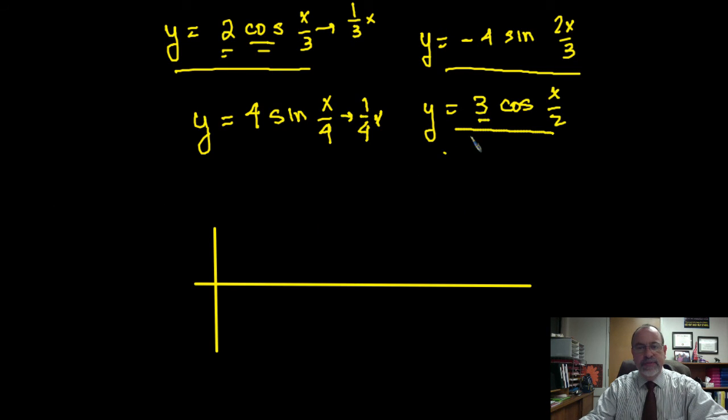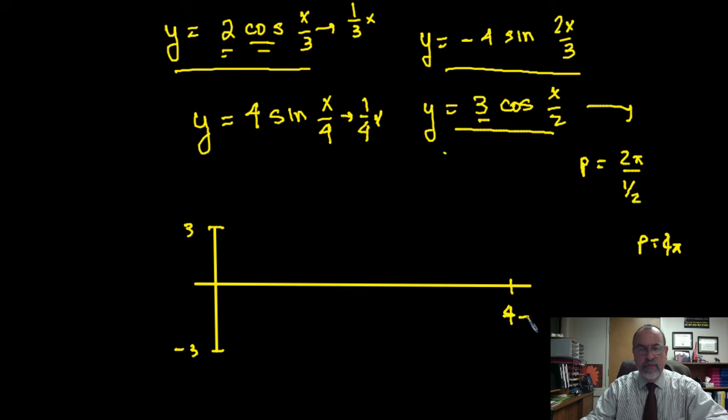Again, I have an amplitude of 3, so the cosine is going to go up to a height of 3, down to a low of -3. I see it has a stretch. I need to figure out the period. The period is 2 pi over the b value, multiplied by the reciprocal, so the period is 4 pi. So I go out here and I mark this as 4 pi.